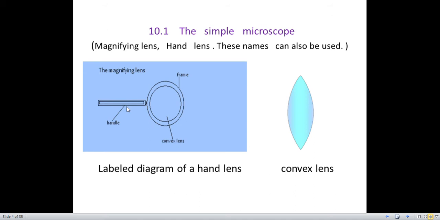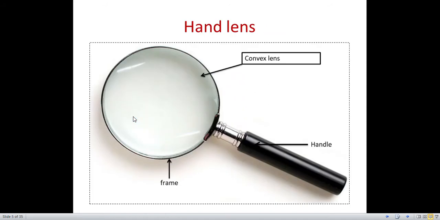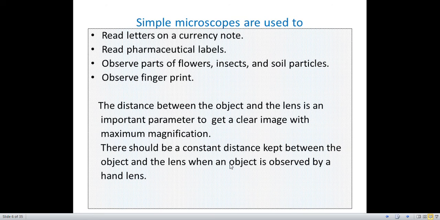Now this is the labeled diagram of a hand lens. Now you can see the convex lens here again and the frame and the handle. I think you all have used this type of hand lenses to observe parts of flowers, parts of animals and some other instances. Simple microscopes are used to read letters on a currency note.